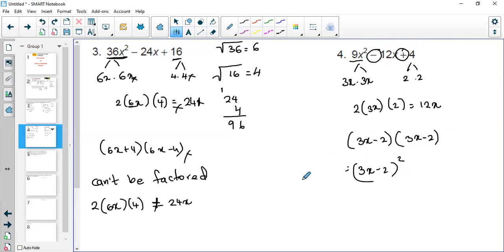So one more thing to remember is, if the b term is negative and the c term is positive, your answer will be in the form a minus b the whole square. We also took this lesson on how to solve a minus b square. So if you would remember that, definitely you will remember this as well, right?